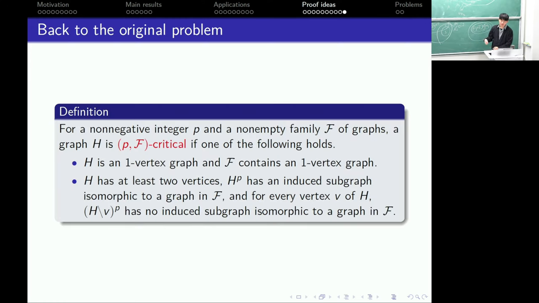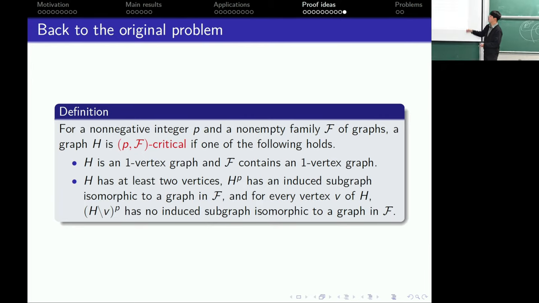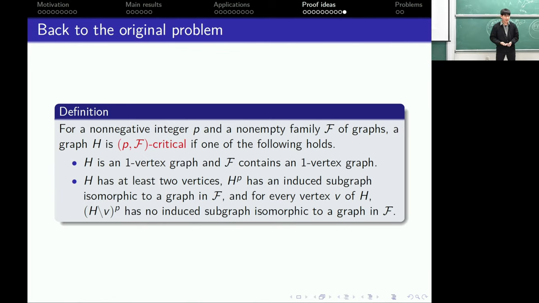The last step is going back to the original graph problem. To do this, we are going to attach a small gadget called the PF critical graph, where a PF critical graph is a graph satisfying one of the following. The first item is that if H is just a one vertex graph, and the class F contains some one vertex graph, then we say that it is a PF critical.